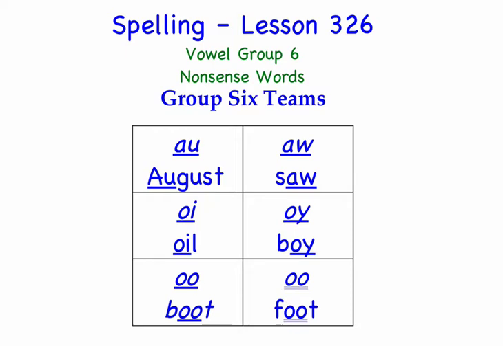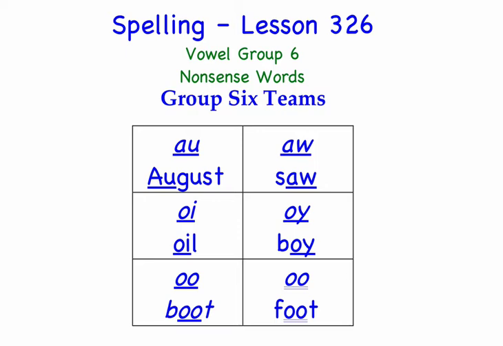We are in lesson 326, and we are going to mark nonsense words that contain vowel group 6 teams. Now, let me review a vowel group 4 team in order to explain the vowel group 6 team. Vowel group 4 says that two vowels come together and the first vowel says its name, such as AI in the word rain. AI represents the long A sound, A.